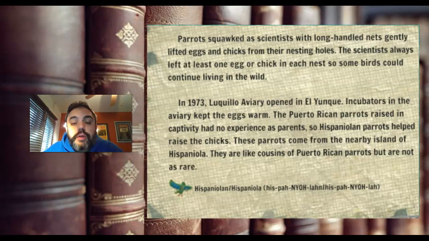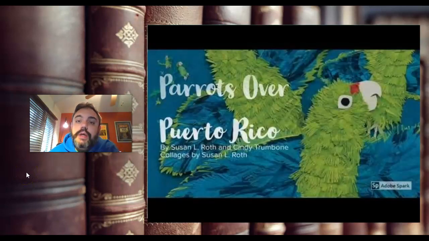Incubators in the aviary kept the eggs warm. The Puerto Rican parrots raised in captivity had no experience as parents, so Hispaniolan parrots helped raise the chicks. These parrots come from the nearby island of Hispaniola. They are like cousins of Puerto Rican parrots, but are not as rare. Parrots over Puerto Rico.